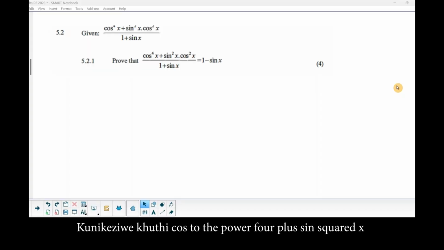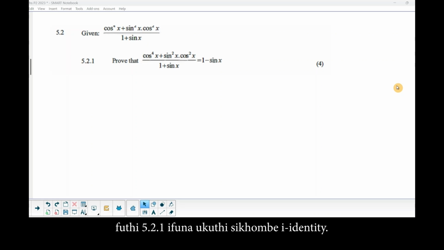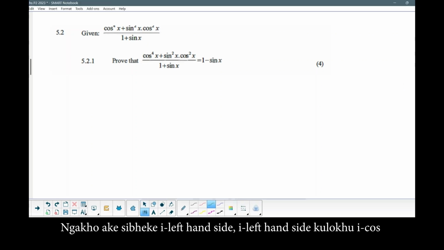Given that cos to the power 4 plus sine squared x plus cos squared x over 1 plus sine x. So we're given a trig expression here. It's a fraction. And 5.2.1 wants us to prove an identity. In other words, we've got to take the left-hand side and work towards achieving the right-hand side. So let's have a look at the left-hand side.